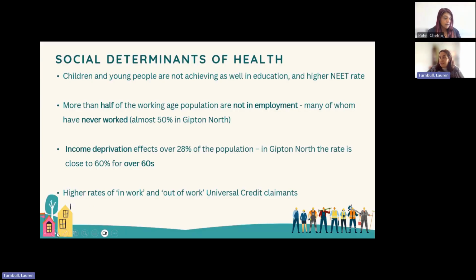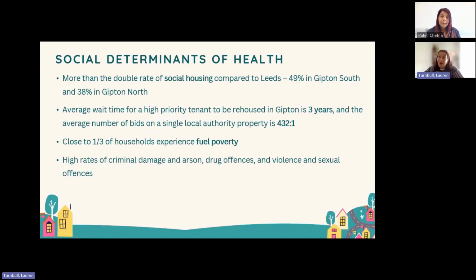Next slide. There is a really high rate of people living in social housing compared to Leeds. So it's half of the people in Gipton South are in housing that's managed by Leeds City Council or other social housing providers, and 38% in Gipton North. There is a really long wait for high priority tenants. So in Gipton, the average is 3 years for a high priority tenant to be housed. And on average, there are 432 bids for a single local authority property. So lots of challenges with housing.